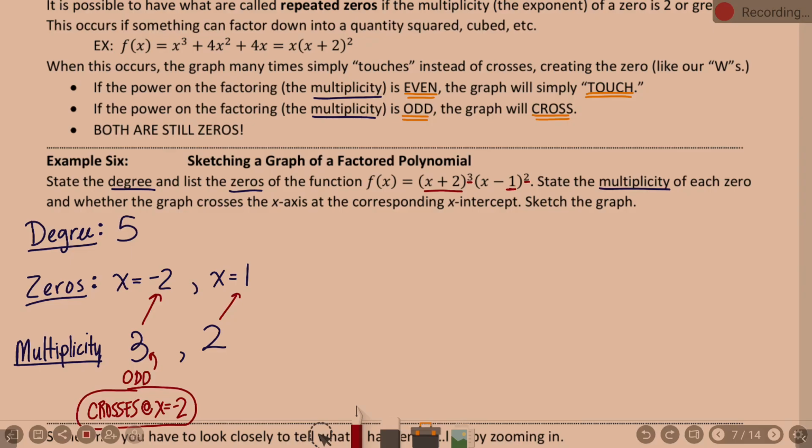Now, the multiplicity tells you whether it crosses or touches at that point. What do we know about multiplicity of 2? It's even. 2 is even, yes? Are we okay with Brody's obvious facts here? Now, what's it say the graph is going to do if the multiplicity is even? It's going to touch.